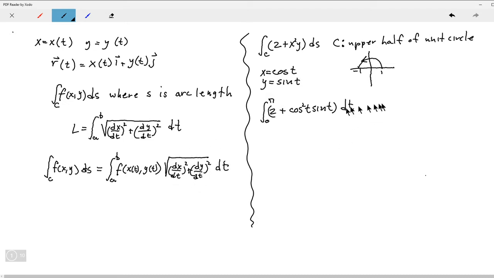So this is an integral that I can work out. This is just a u sub. In fact, I'm going to leave that to you to work out, because that's literally a Calc 1 integral right there.